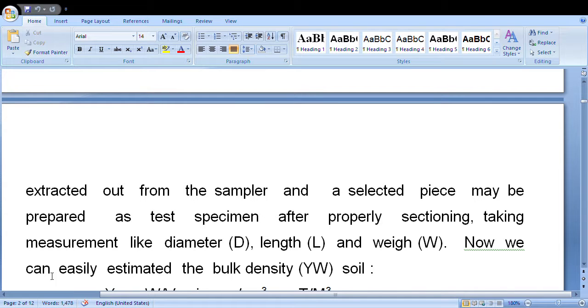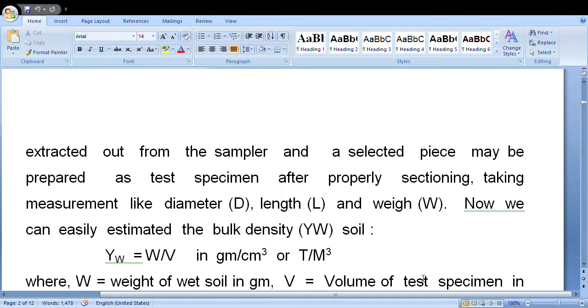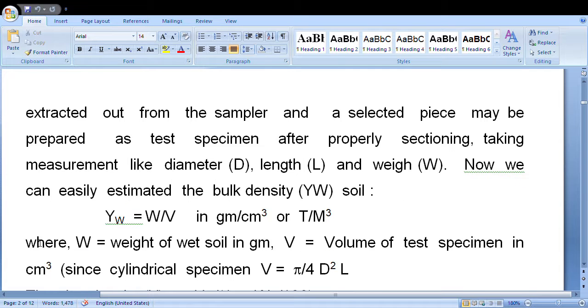Now we can calculate the bulk density, or bulk unit weight, or weight density. That is denoted by gamma W, weight of soil by volume, in gram per centimeter cube. If it is in gram per centimeter cube, that can be converted to ton per meter cube. Since it is a cylindrical specimen, the volume is pi r square L or pi by 4 d square L.